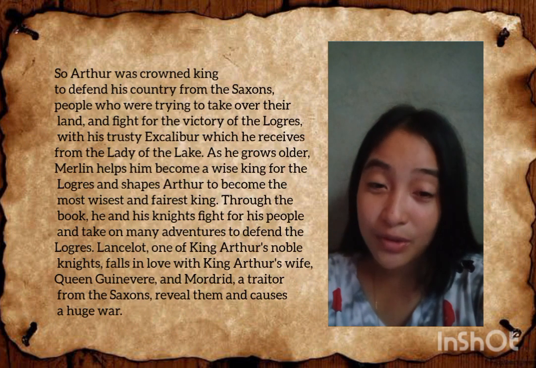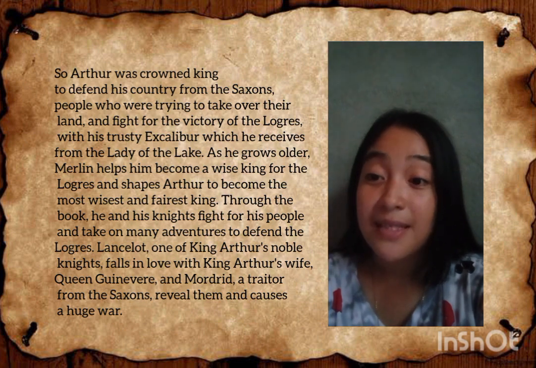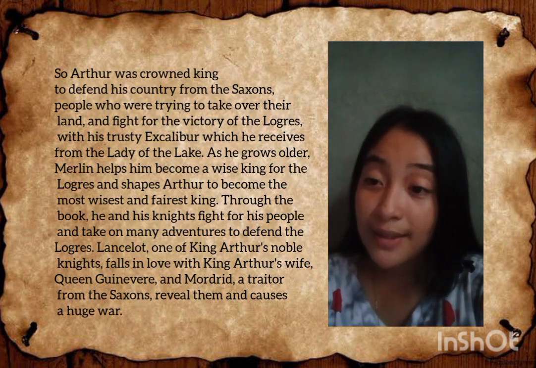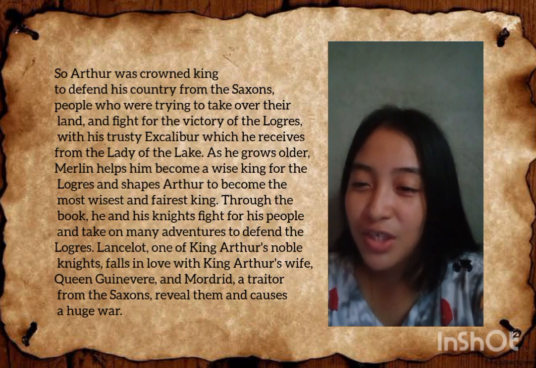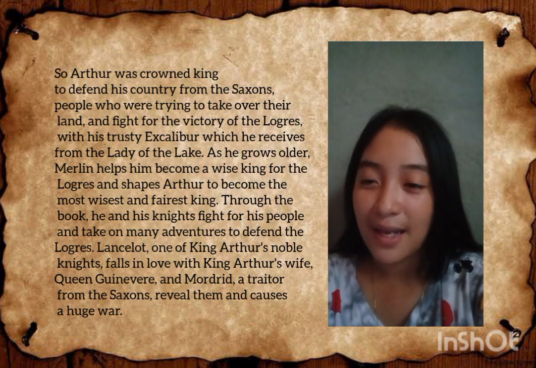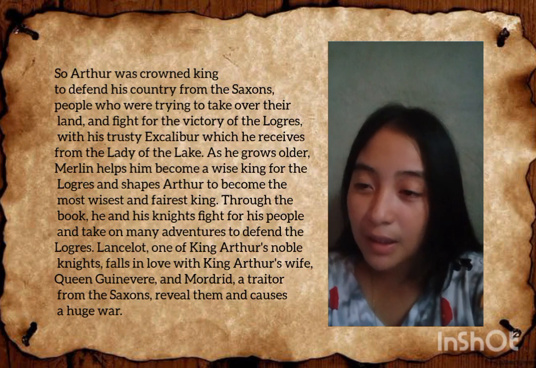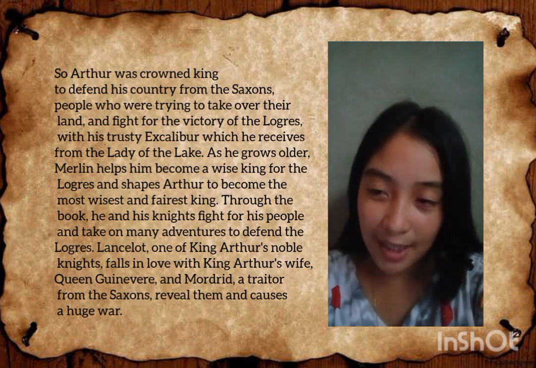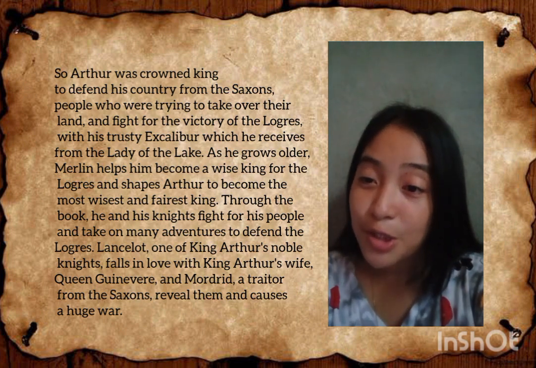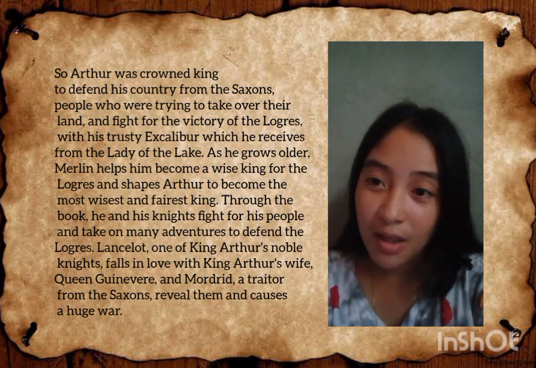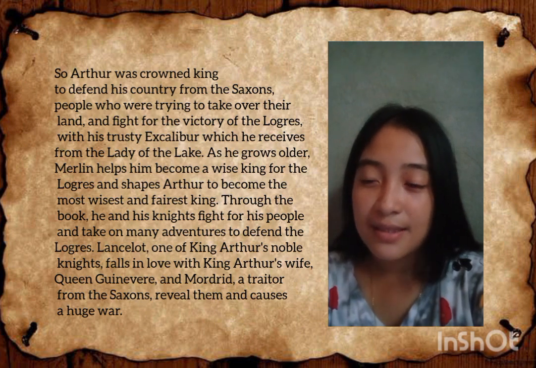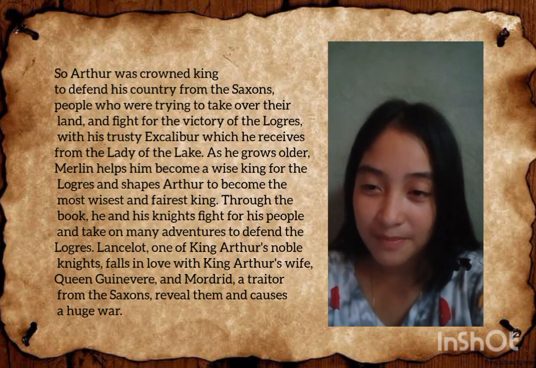Arthur was crowned king to defend his country from the Saxons, people who were trying to take over their land, and fight for the victory of the Logres with his trusty Excalibur, which he receives from the Lady of the Lake. As he grows older, Merlin helps him become a wise king for the Logres and shapes Arthur to become the wisest and fairest king. Through the book, he and his knights fight for his people and take on many adventures to defend the Logres.